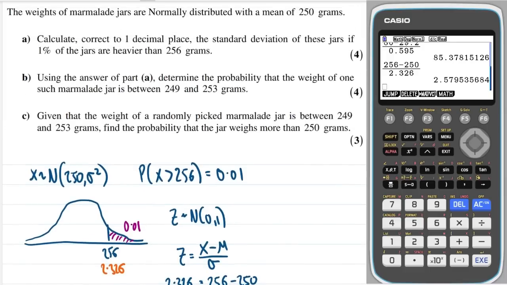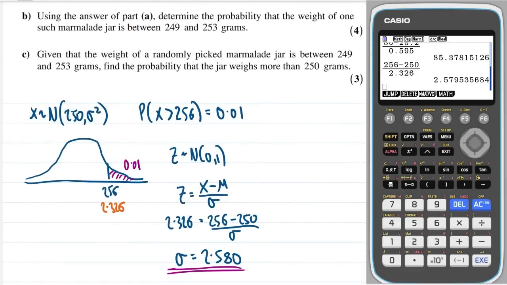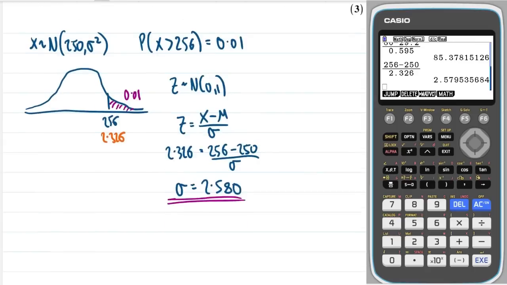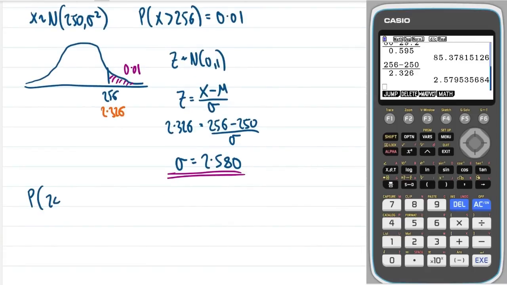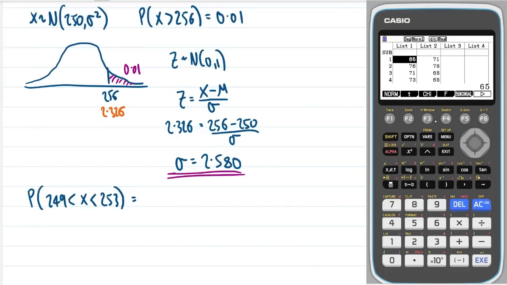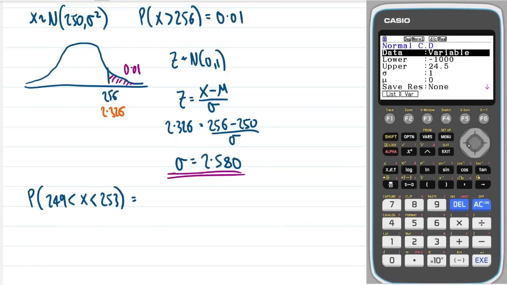Okay, great. Moving up to part B. It says, using your answer to part A, determine the probability that the weight of one such marmalade jar is between 249 and 253. So you want the probability that it is between 249 and 253. So we can go to our calculator and go to menu, statistics, distribution, normal CD, and we want the lower to be 249, the upper to be 253, the standard deviation was 2.580, and the mean was 250. Press equals and we get an answer of 0.528.